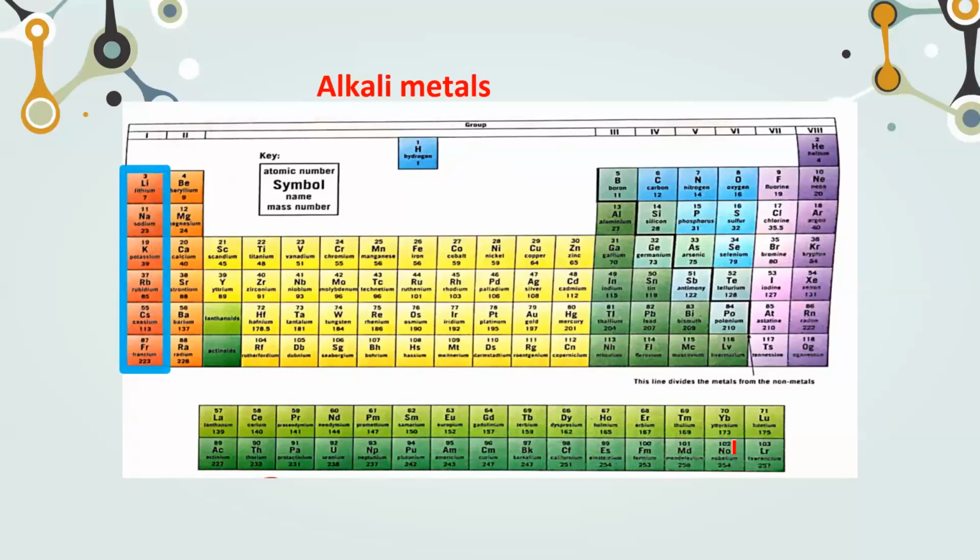Come towards the alkali metals. What are the alkali metals? The elements that belong to the first group. They are so called alkali metals. And what are the elements that belong to the first group?